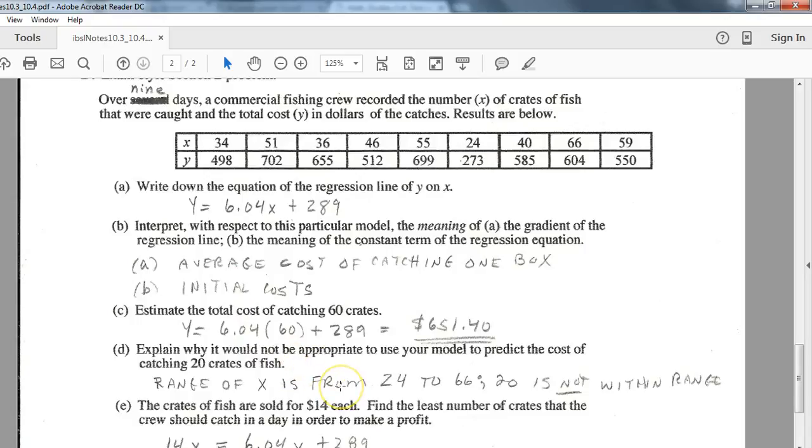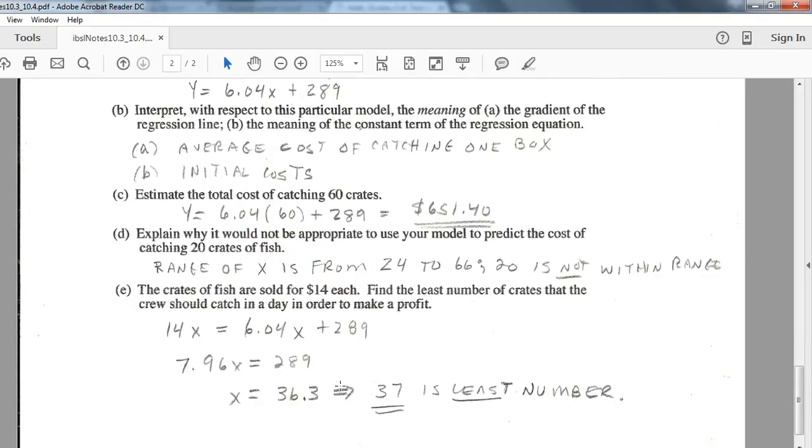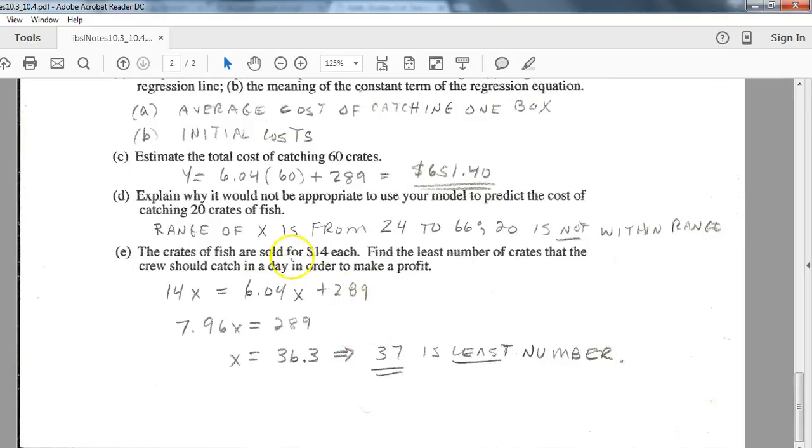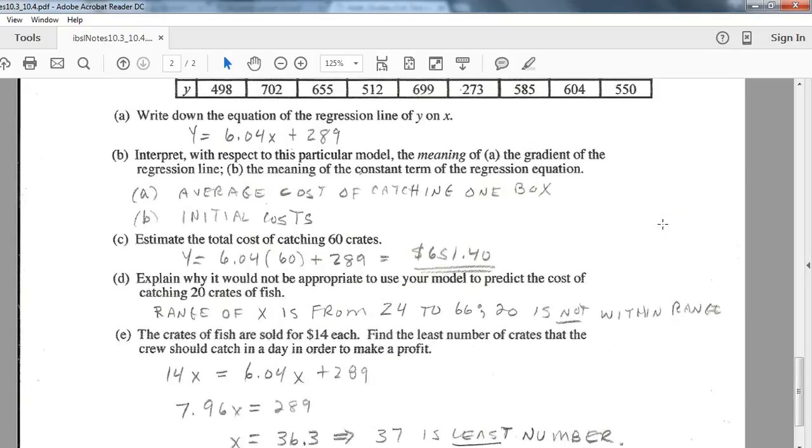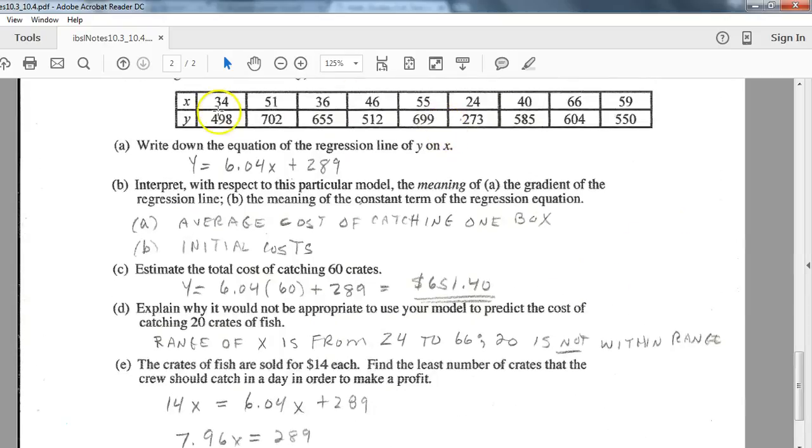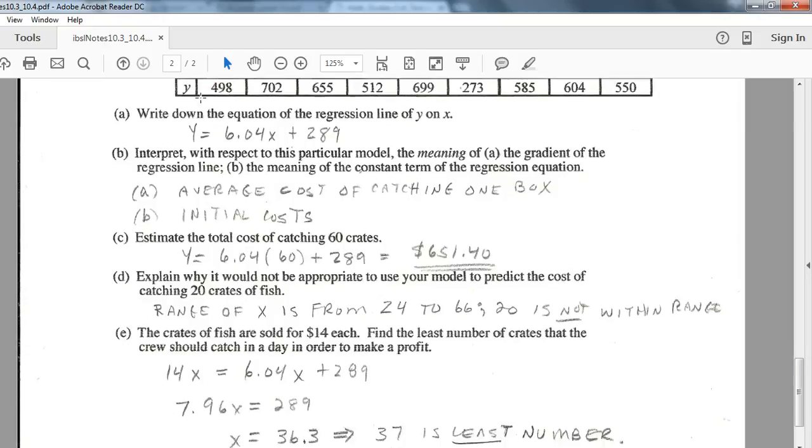So again, some estimations on stuff like this. Why would it not be appropriate to estimate the cost of 20 crates of fish? This is your answer. Real simple. 20 is not within the range of my data. So look right here. The lowest point was 34. So 20 is not within the range of my data. So that's why it's not appropriate.